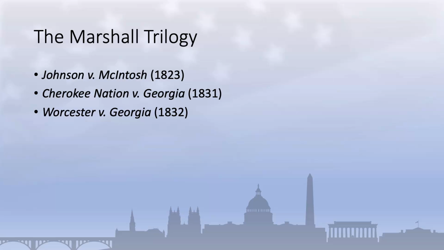The trilogy also recognized the right of Native American tribes to self-governance and control over their lands while placing them under the authority of the federal government. It established the principle of federal supremacy in relations between the federal government and Native American tribes and set the stage for future legal battles over Native American land rights and self-determination.